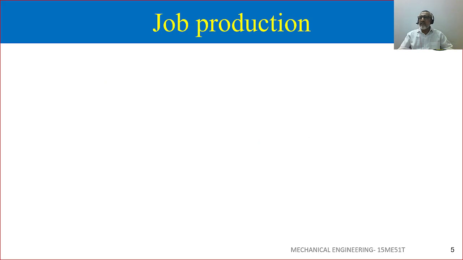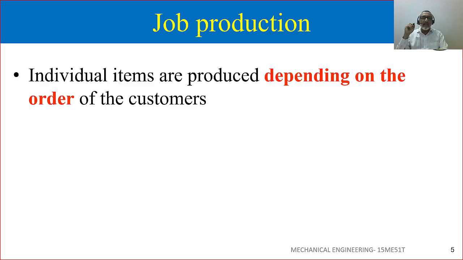We'll start with job production. In job production, the company does not have a standard product. What the company will do is take orders from the customers, and based on the orders, the product is going to be produced. That means in job production, individual items are produced depending on the order. After receiving the order from the customers, the individual items are produced. This is basically job production.